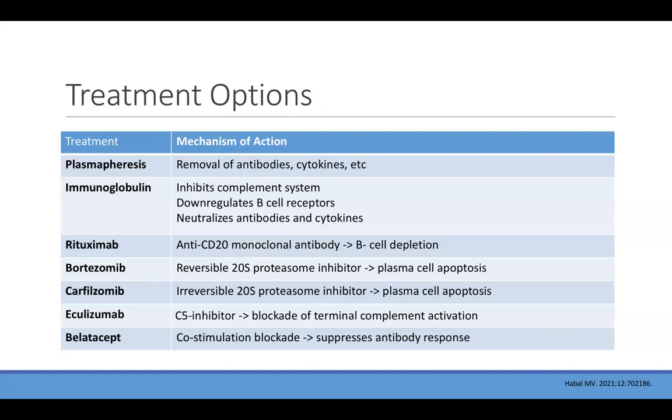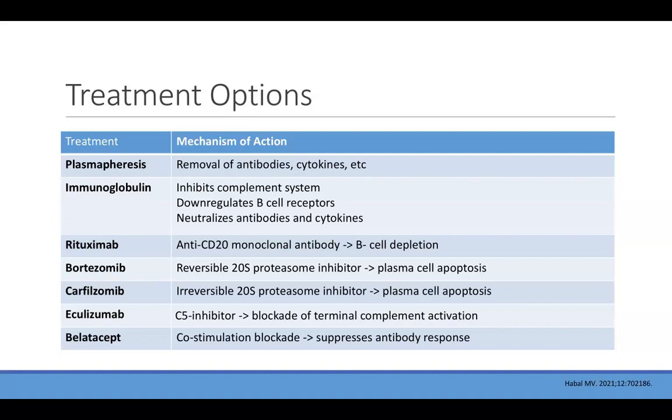So bortezomib is a reversible proteasome inhibitor, which causes plasma cell apoptosis, and carfilzomib is an irreversible proteasome inhibitor, which also causes plasma cell apoptosis. Carfilzomib has been more frequently used more recently because it has fewer side effects than bortezomib. Bortezomib is particularly hard on patients in terms of neuropathies, and carfilzomib has less neuropathy and is better tolerated than bortezomib in our patients. We can also use eculizumab.